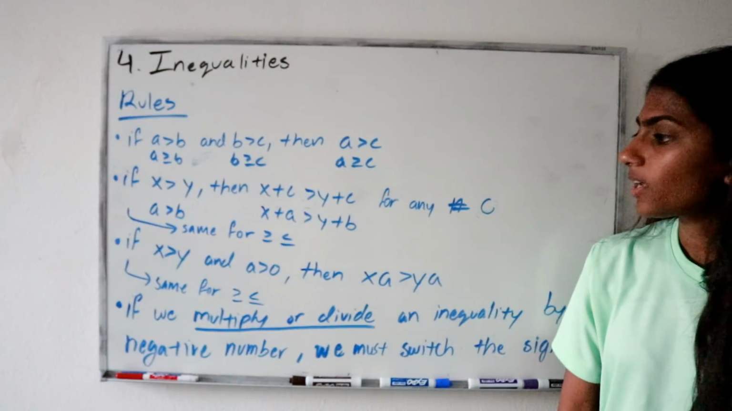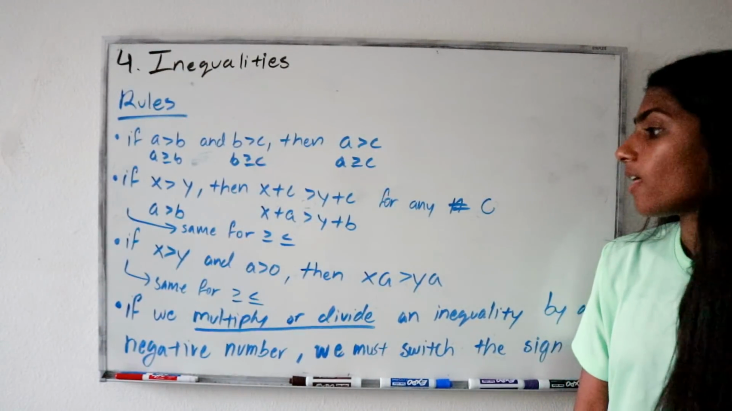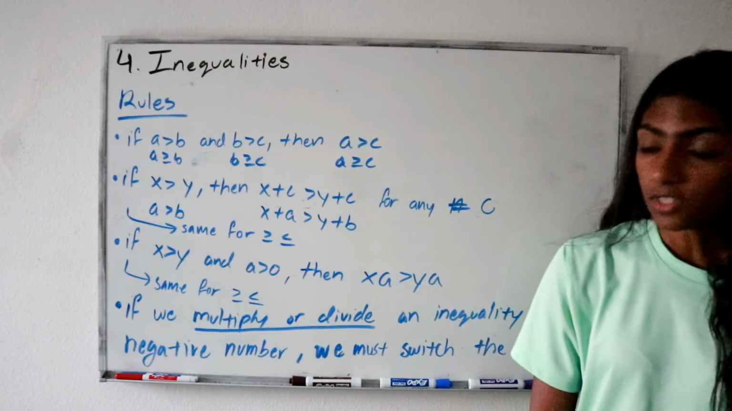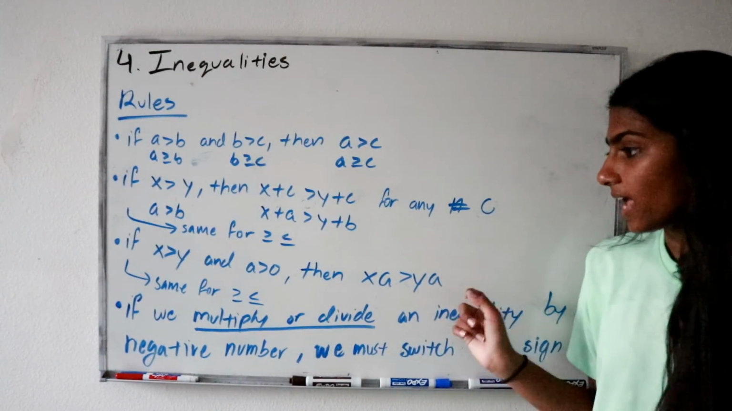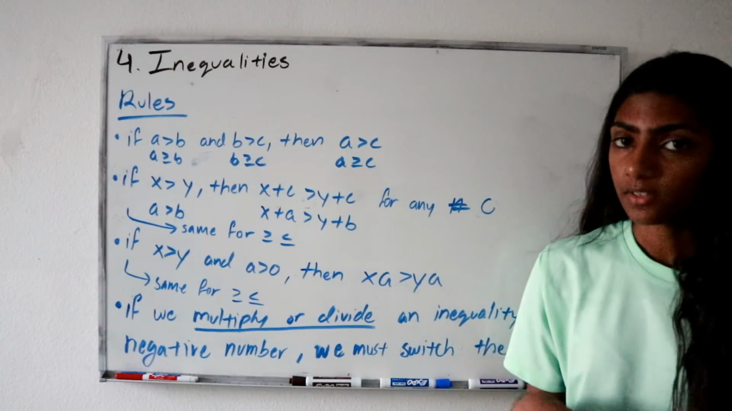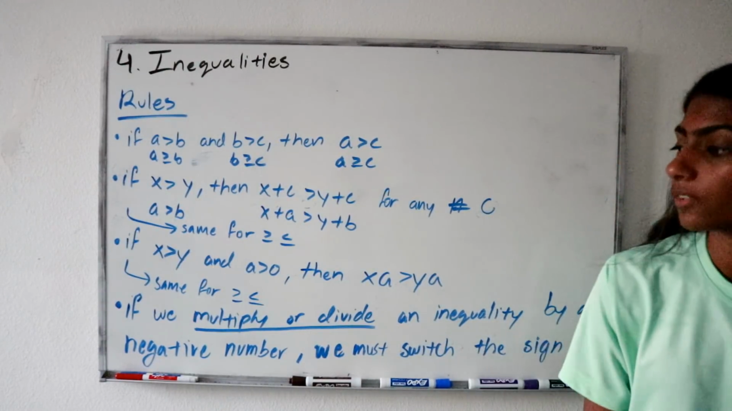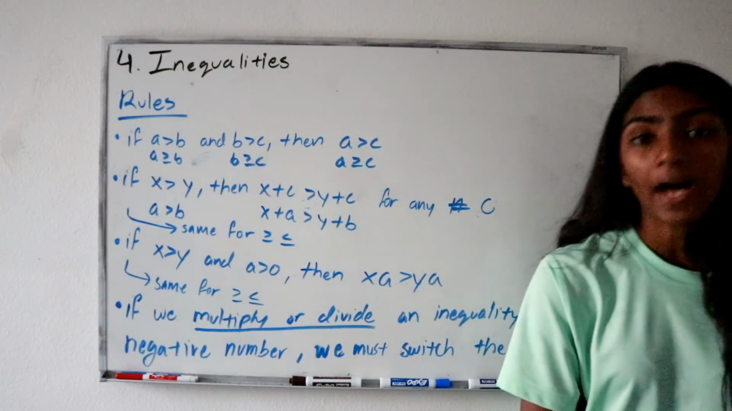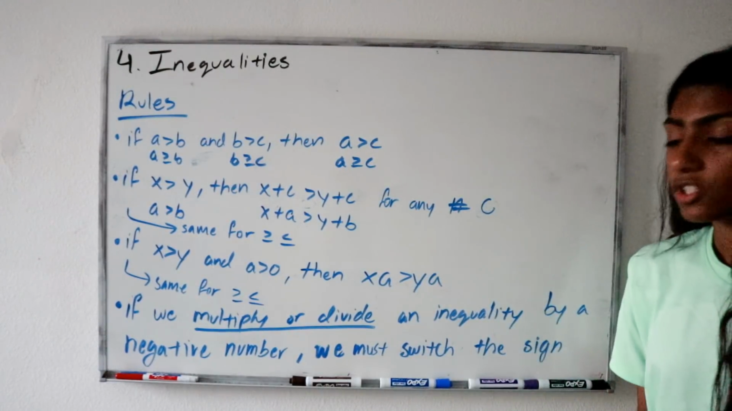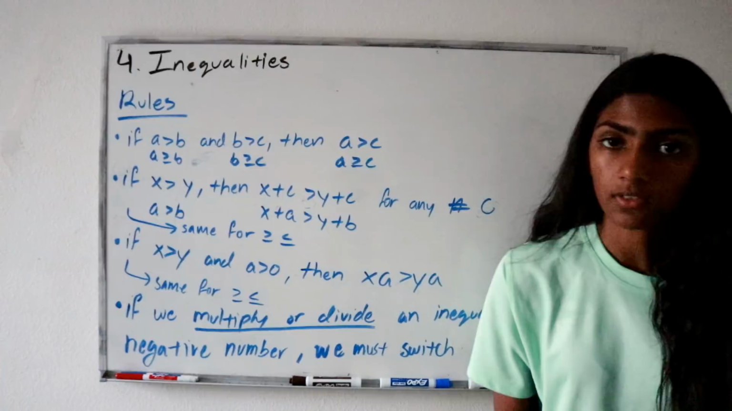And next one, if X is greater than Y and A is greater than 0, then XA is greater than YA. Same goes for greater than or equal to or less than or equal to. And finally, if we multiply or divide an inequality by a negative number, that means we have to switch the sign, or change the direction of the sign.